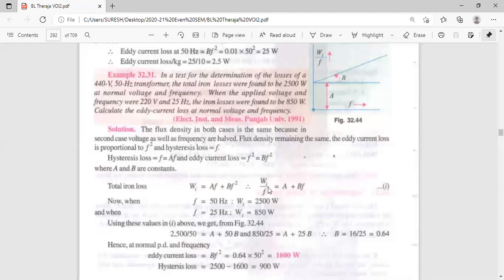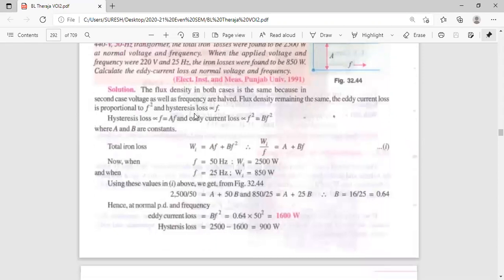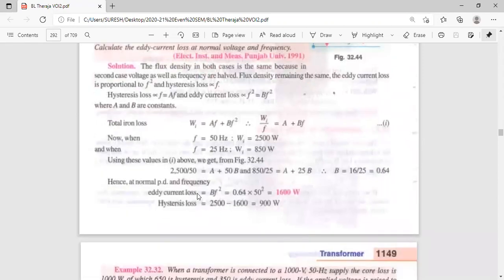Now substitute F and WI in this form. First substitute this one, let it be equation 1. Similarly, substitute the next one, let it be equation 2. Solve these two equations, we will get A and B. In the problem, what is he asking us to determine? Eddy current loss. In eddy current loss, the formula is BF square. There is no need of calculation of A.